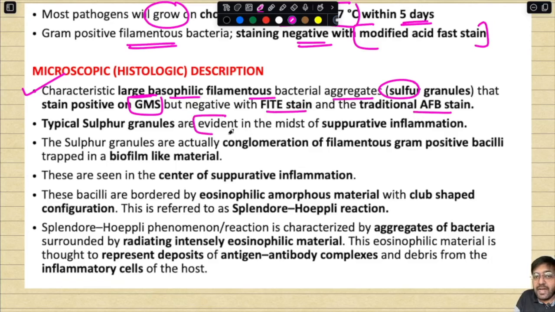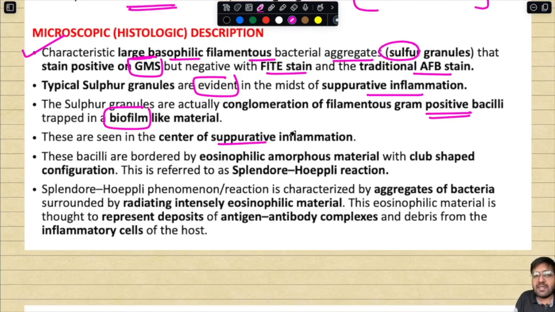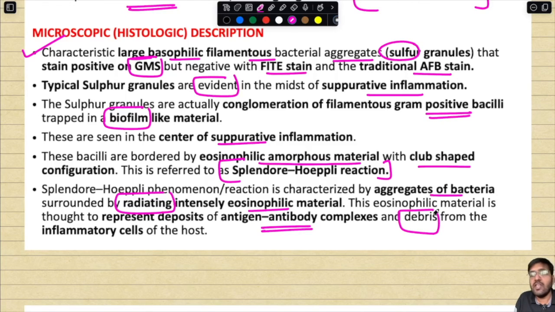Typical sulfur granules are evident in the midst of suppurative inflammation. So there is a suppurative inflammation, and within that, this characteristic basophilic filamentous granule is present. The sulfur granules are actually a conglomeration of filamentous gram-positive bacilli trapped in a biofilm-like material. These are seen in the center of suppurative inflammation, as I have already explained. These bacilli are bordered by eosinophilic amorphous material with club-shaped configuration. This is called the Splendore-Hoeppli reaction. This phenomenon is characterized by aggregates of bacteria surrounded by radiating, intensely eosinophilic material. This eosinophilic material is thought to represent deposits of antigen-antibody complex and debris from the inflammatory cells of the host.